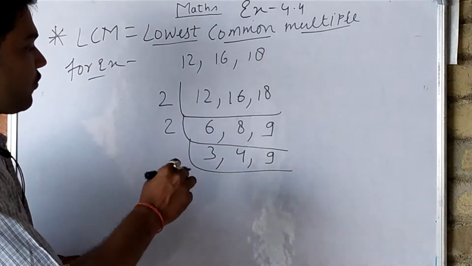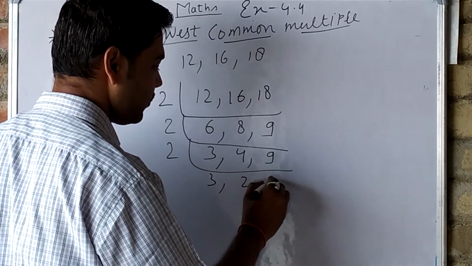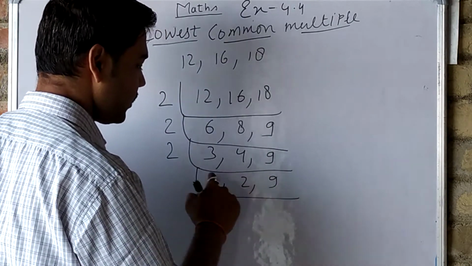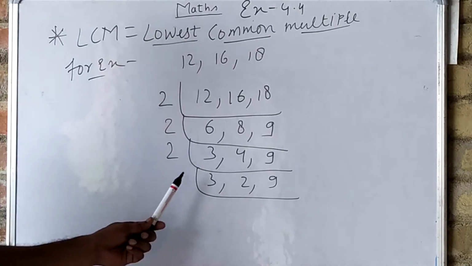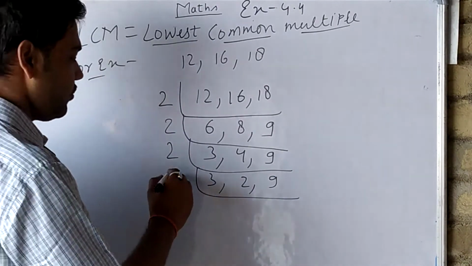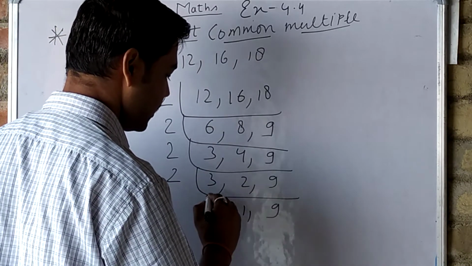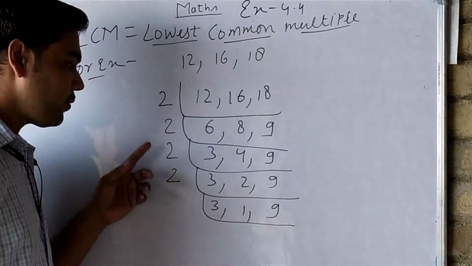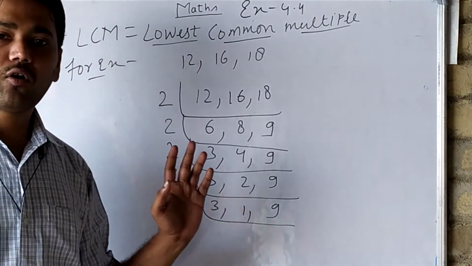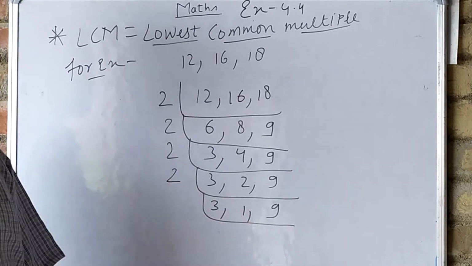So we will write it like this only. Now 4, we know it is divisible by 2. 2 2s are 4, 9. Now 3 and 9 are not divisible by 2, so we will write them like this only. So now again by 2, 3, 1 and 9. Now the work of 2 is completed. Now we have 3, 9 and 1.